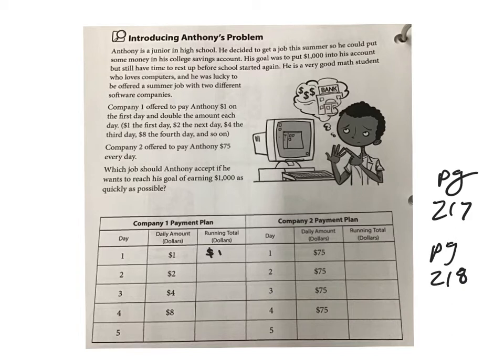Okay, now day number two, Anthony earns $2. So we have to do $2 plus our one we already made, which would give him $3. Now, day number three, he earns $4. So $4 plus 3 equals $7. On the fourth day, we've got the 8. So 8 plus 7, he's now earned $15 whole.